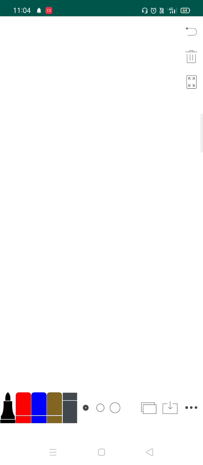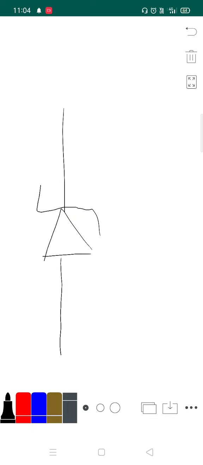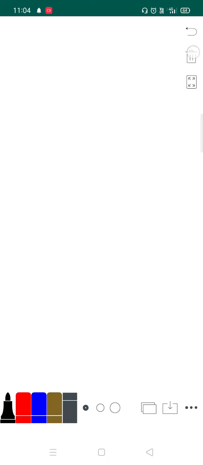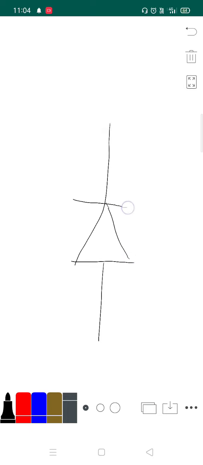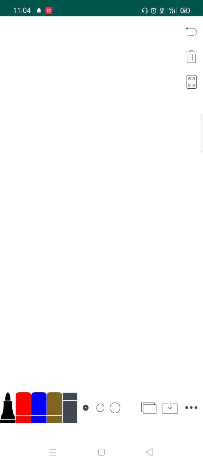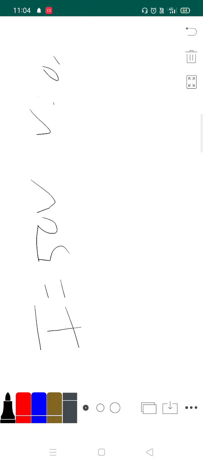So when we consider the Schottky diode, the symbol looks like this. Okay, the Schottky diode symbol looks like this. If we consider the same current passing through the diode, 50 amperes, and the forward voltage drop is 0.3, the power is equal to V into I, that is 15 watts.